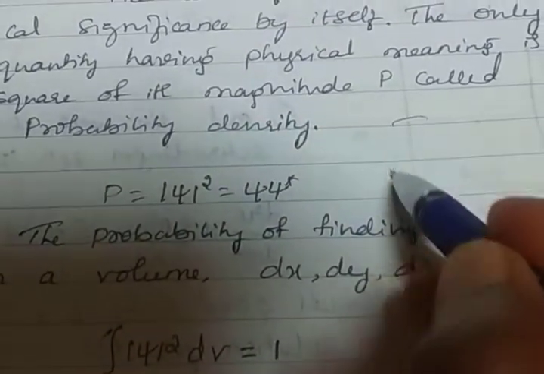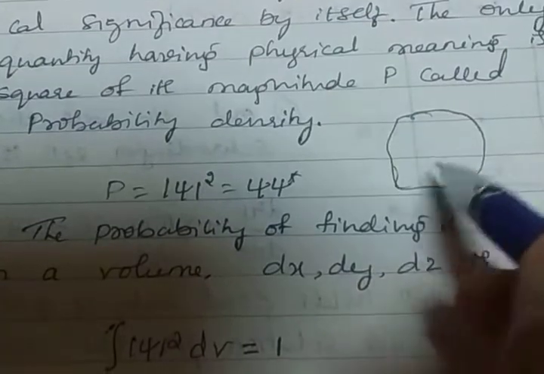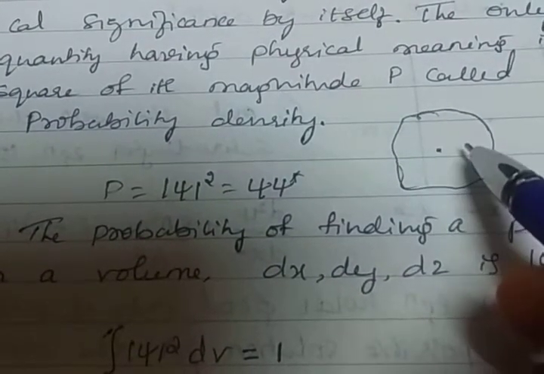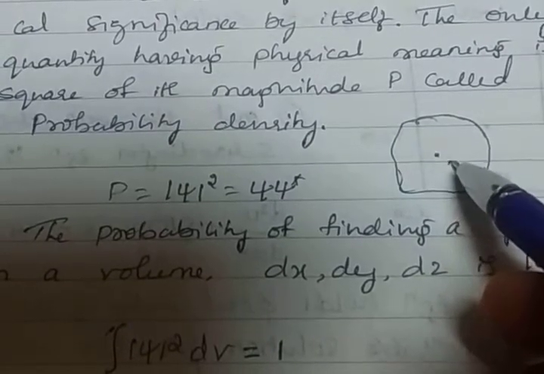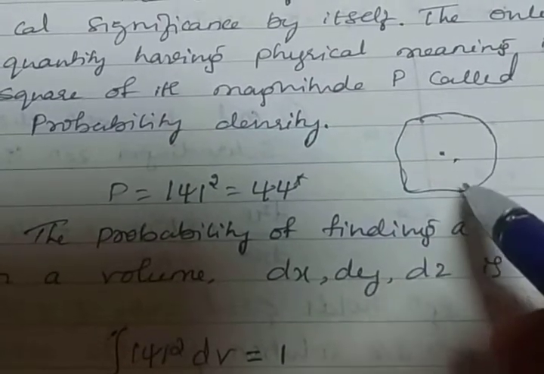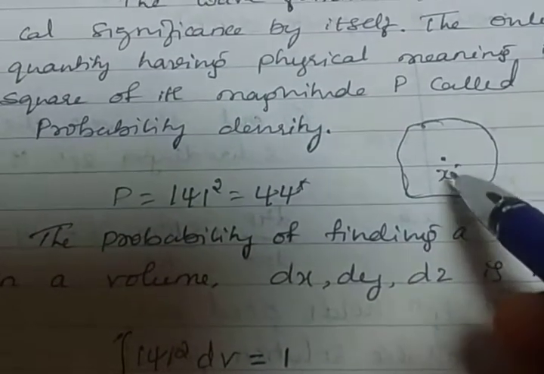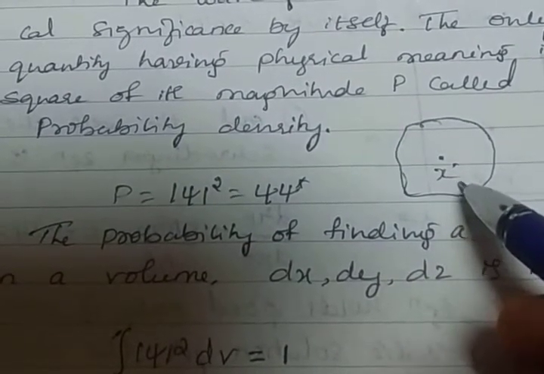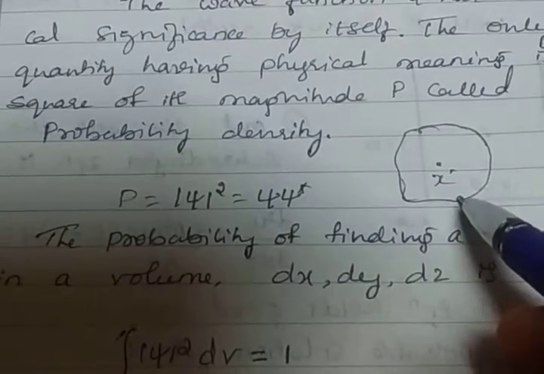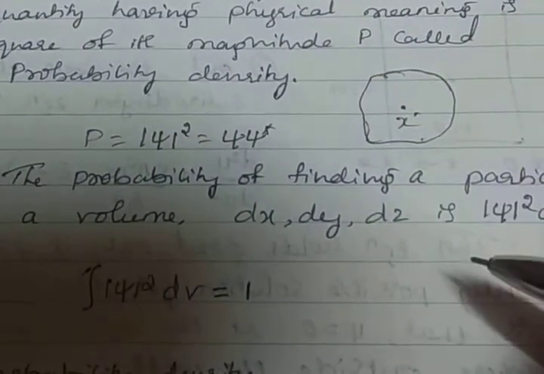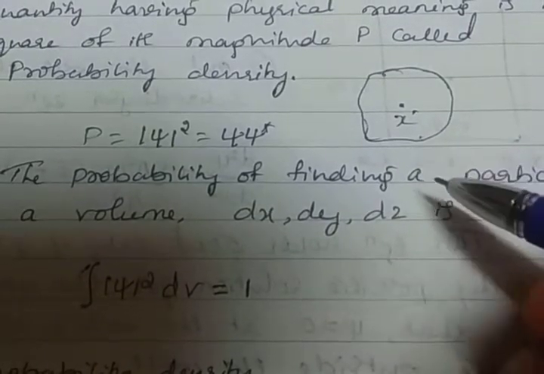Consider a region. Inside the region, a particle is there. We don't know the exact location of the particle. It may be present anywhere inside the region. The particle is freely moving within the region. So the particle position has to be found out using probability.